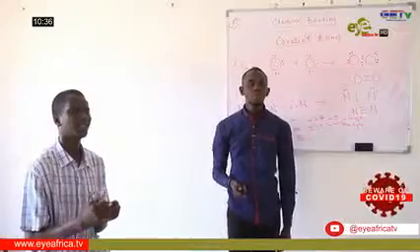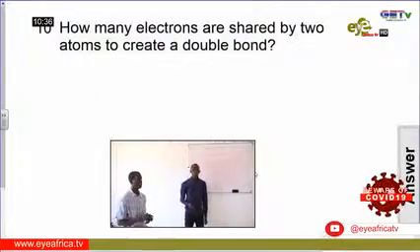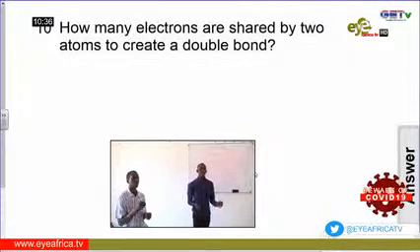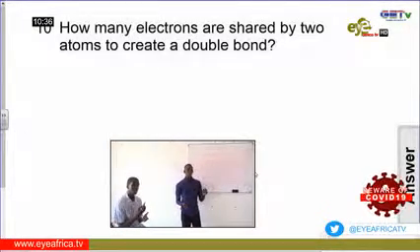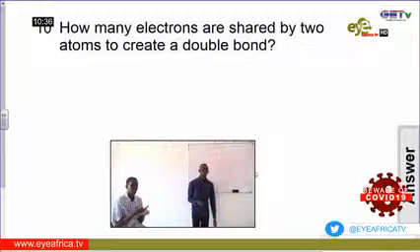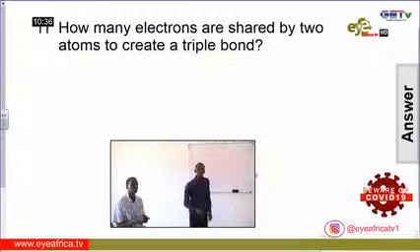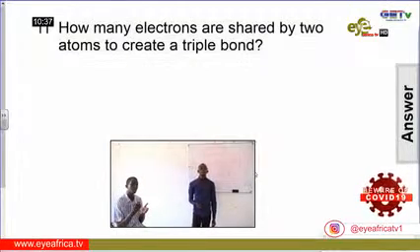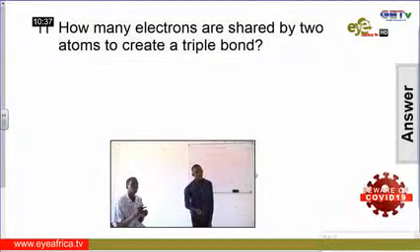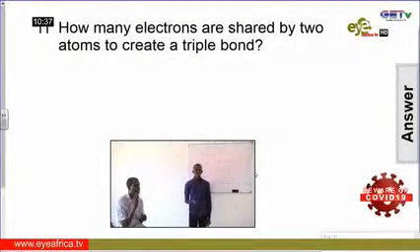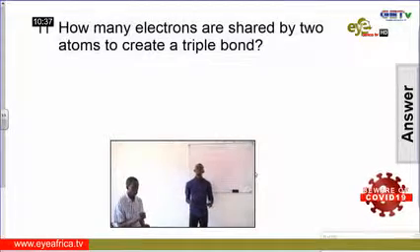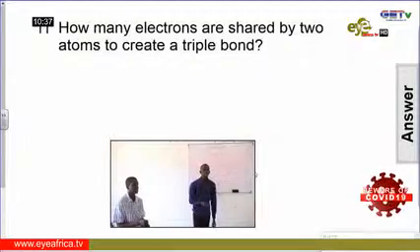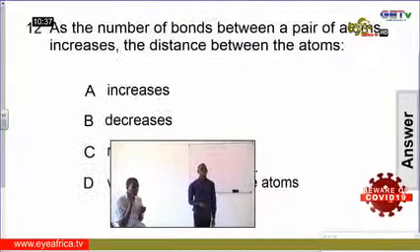Now, how many electrons are shared by two atoms to create a double bond? A double bond means 4 electrons are shared, and we said each pair represents a single bond. Therefore, we have 2 pairs, which represent a double bond. How many electrons are shared by 2 atoms to create a triple bond? The correct answer is 6 electrons, because a pair of electrons represents a single bond. Therefore, we have 2, 2, 2. 2 times 3 is 6. So the correct answer here is 6 electrons.